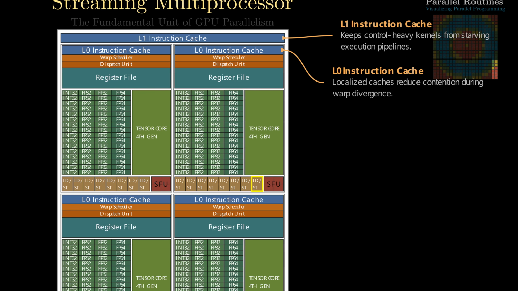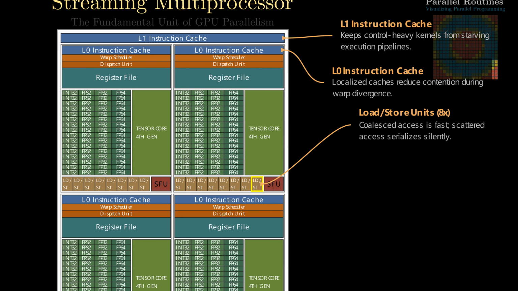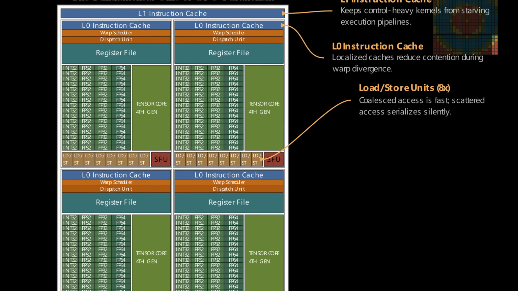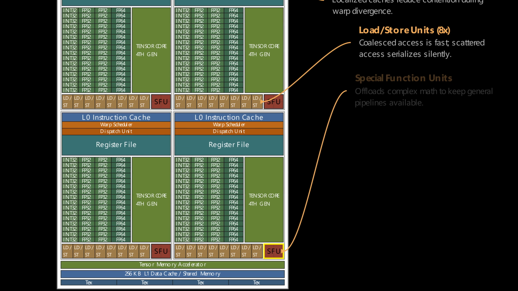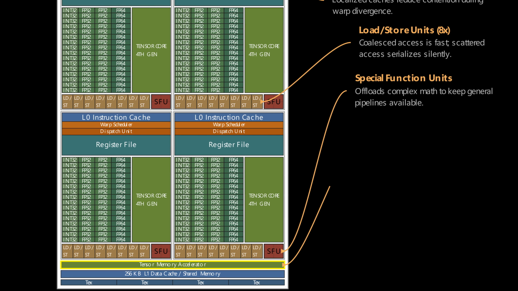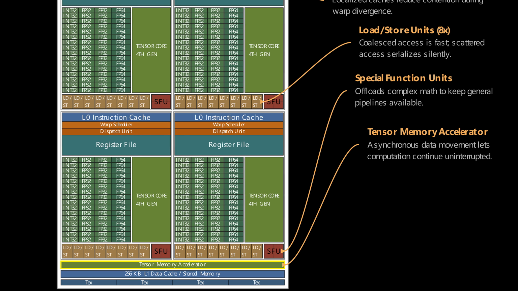All memory requests go through this pipeline. Threads that access memory in order are fast, while scattered accesses slow things down. Complex math is offloaded here, so general pipelines remain available for other work. This unit moves large chunks of data in the background, so computation can continue without waiting.